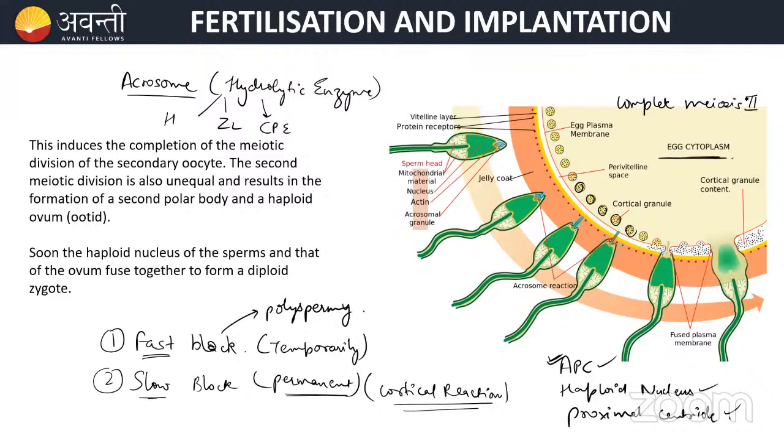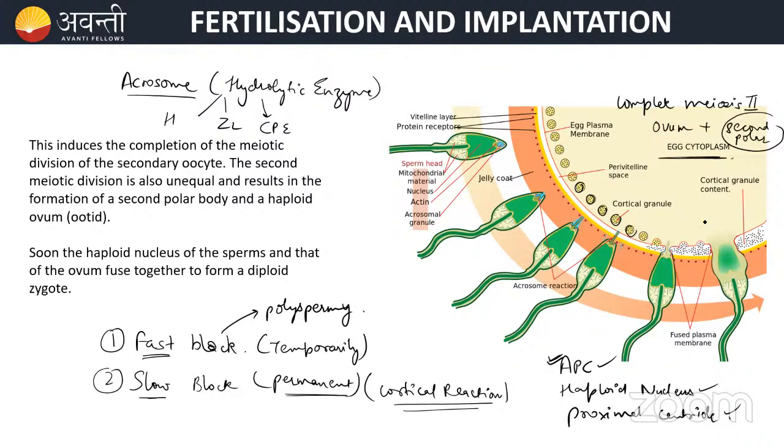Now, when it completes meiosis II, it forms the ovum and the second polar body. The polar body degenerates or dies off again. The ovum fuses with the nucleus of the sperm and forms the zygote.